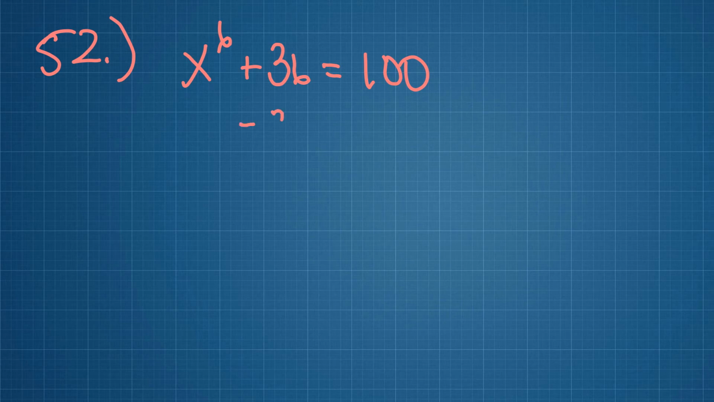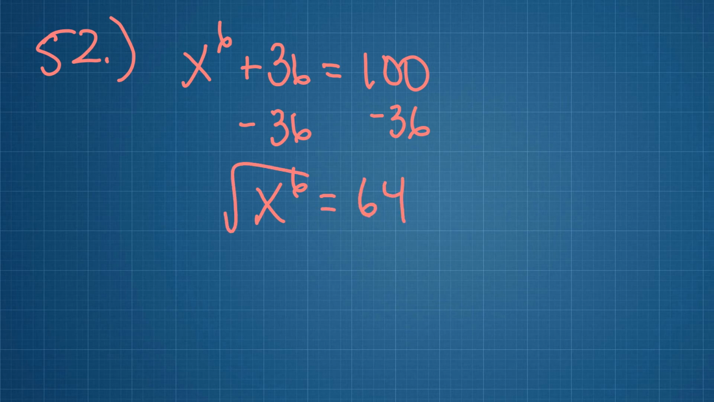Alrighty, I'm going to use my PEMDAS backwards. So the first thing to do is subtract 36 from both sides. I get x to the 6th equals 64. Now I take my root. I have the 6th root of both sides. Remember, these 6's have to match. That's why I have a 6 here, so the x goes away.